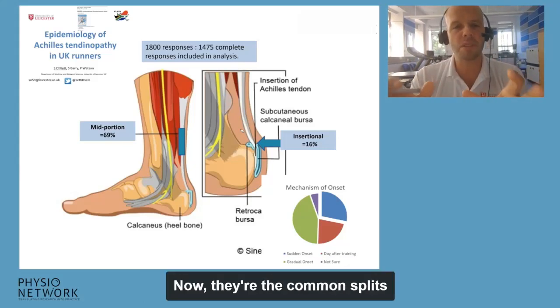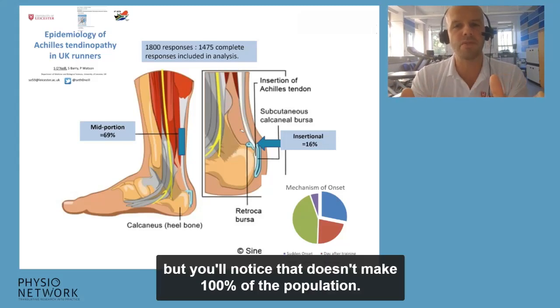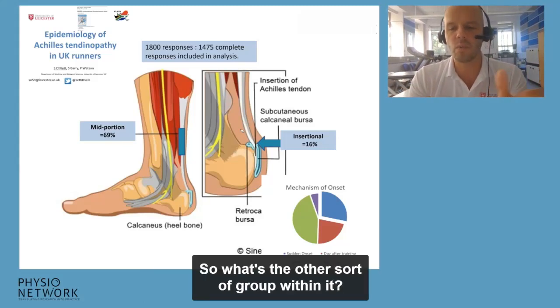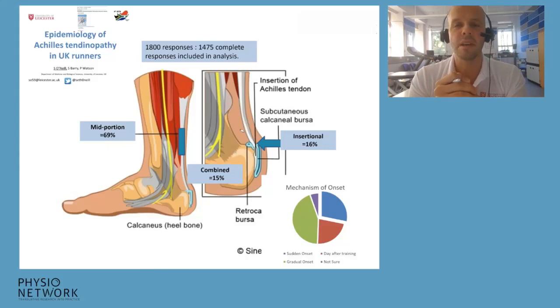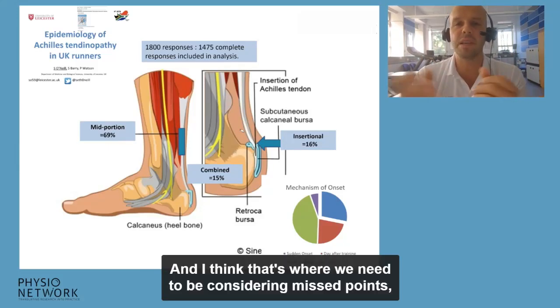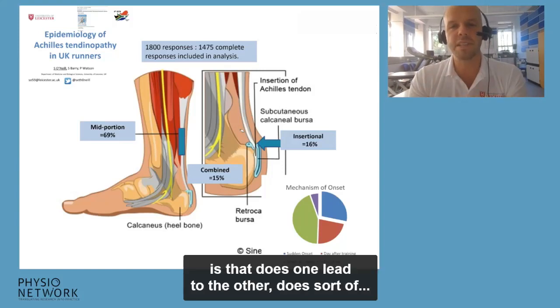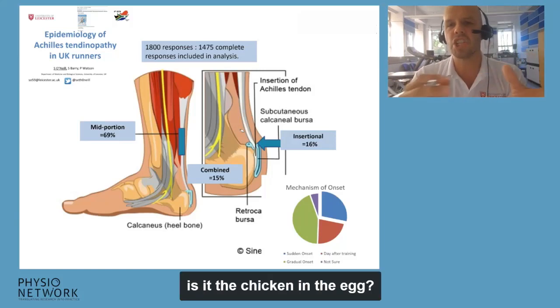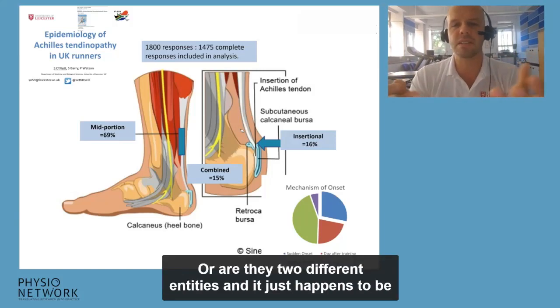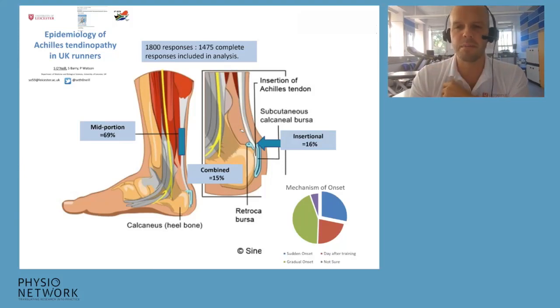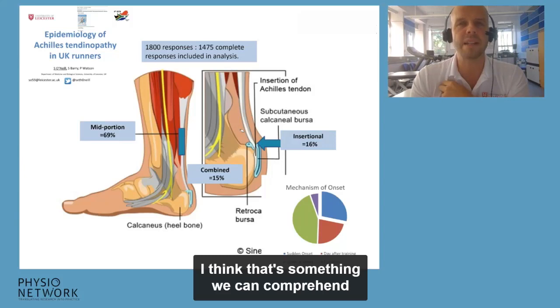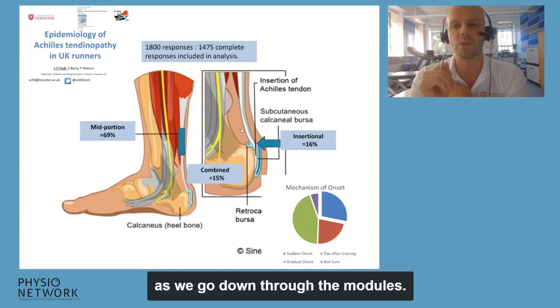Now, they're the common splits, but you'll notice that doesn't make 100% of the population. So what's the other group within it? Well, the other group in our data is actually combinations of those two entities. And I think that's where we need to be considering missed points, is that does one lead to the other? Is it the chicken and the egg, or are they two different entities and it just happens to be that the risk factors are the same and the etiologies are the same? I think that's something we can comprehend as we go down through the modules.